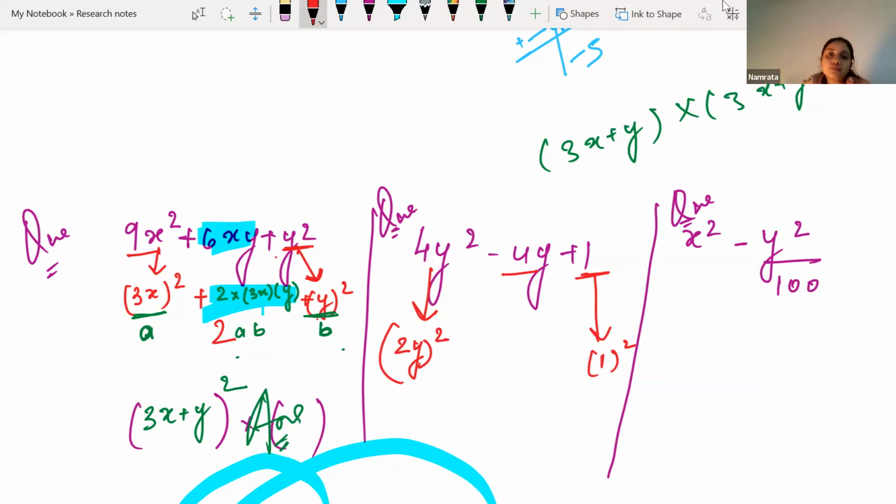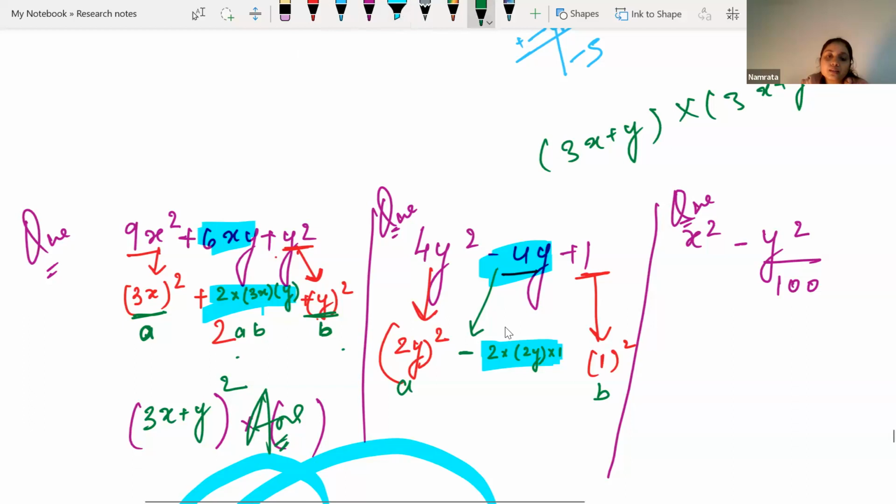So if I try writing 2ab, this is my a, this is my b, so 2 into a is 2y, into b is 1. Now here I'll write the negative sign which is there in the question. And as I said, after breaking the middle term, please match it to see whether it is the same as the question. After multiplication this must be the same as 4y. Is it the same? Yes, 2 into 2y into 1 is the same as 4y only. So we are on the right track. We have broken it successfully.